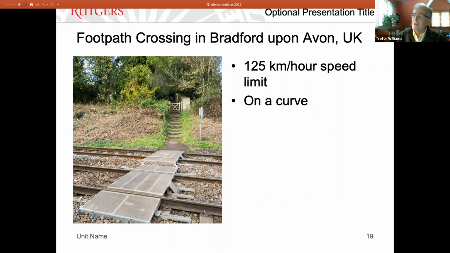And these have places where you can cross, but this place was on a curve, and it turns out they do have some problems with people being hit on lines where the speeds are fairly high.